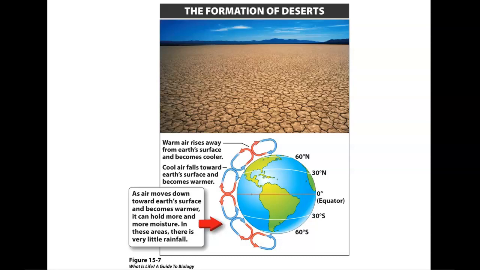Then you go to the poles. You could either go to the North Pole or to the South Pole. Here, air around the 60 degrees north or 60 degrees south is going to expand outward. Cold air is going to fall downwards towards Earth. Air becomes warmer as it gets closer to Earth. That warm air holds more and more moisture, making it less likely to rain. And it's going to create an area with very little rainfall. There, the ground's going to be dry, and you're going to end up with what's known as a very cold desert or a tundra.